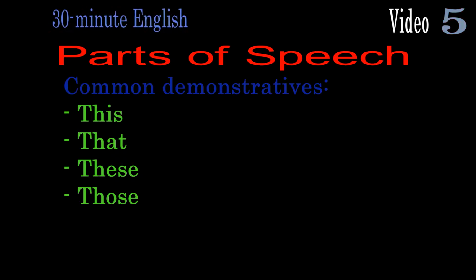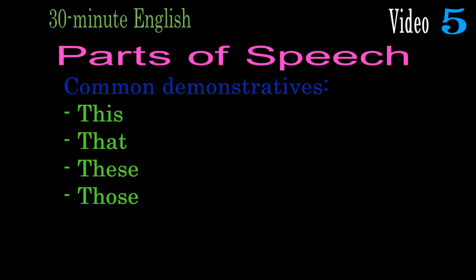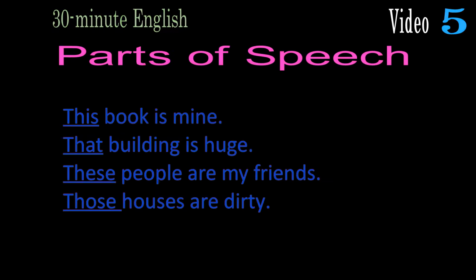Next topic is about demonstratives. Surprisingly for you, this is a subcategory of determinants as well. So you already have some idea about their function. Let's briefly look at them. Common demonstratives include this, that, these, and those. So you can say, this book is mine. That building is huge. These people are my friends. Those houses are dirty.